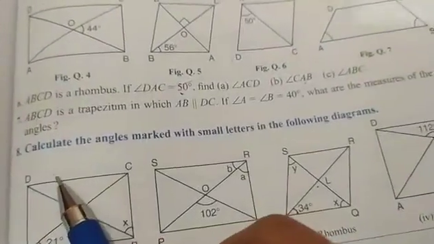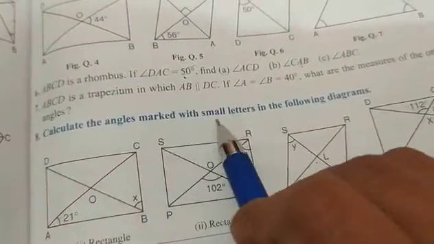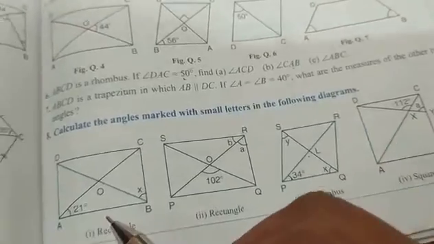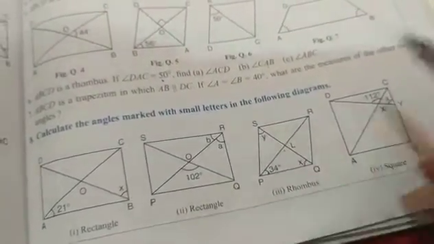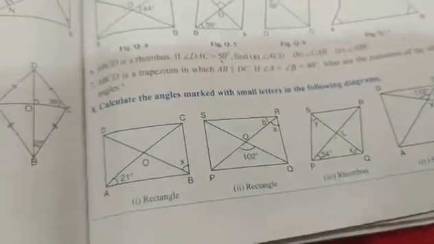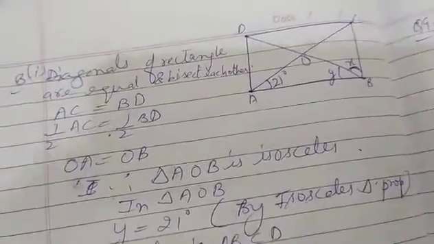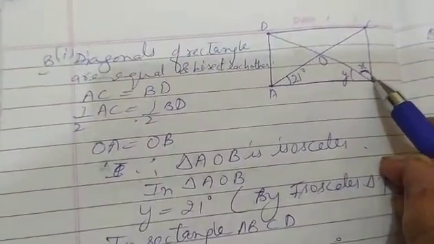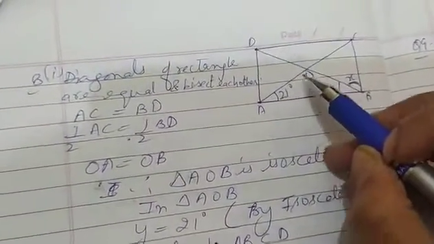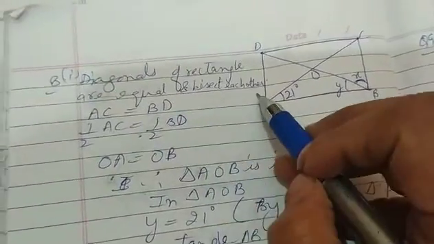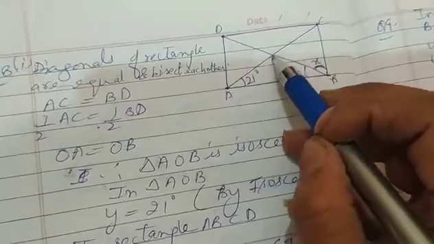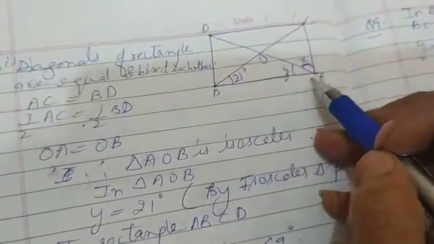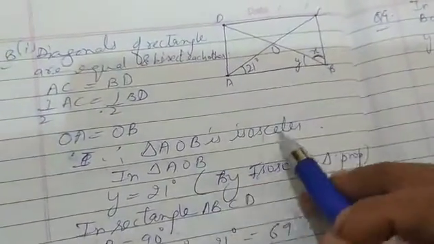Question number 8. Calculate the angles marked with small letters in the following diagrams. So in these diagrams, you have to calculate the angles. The first figure is of a rectangle. See, you have to calculate this x. See, diagonals of a rectangle are equal and bisect each other. That means AC is equal to BD, half of AC, half of BD. That means OA is equal to OB.